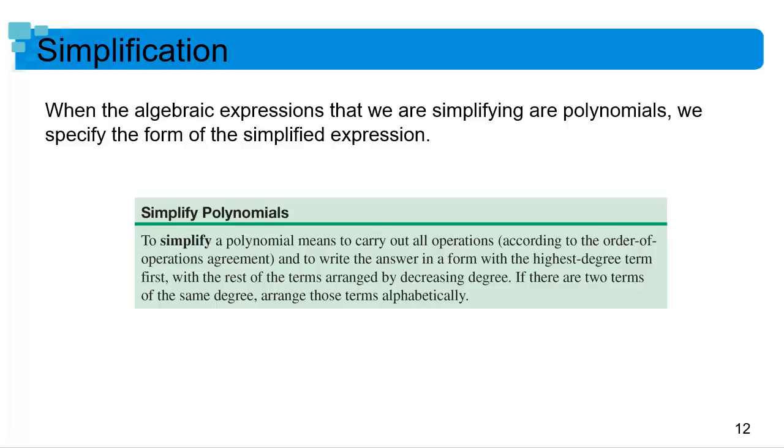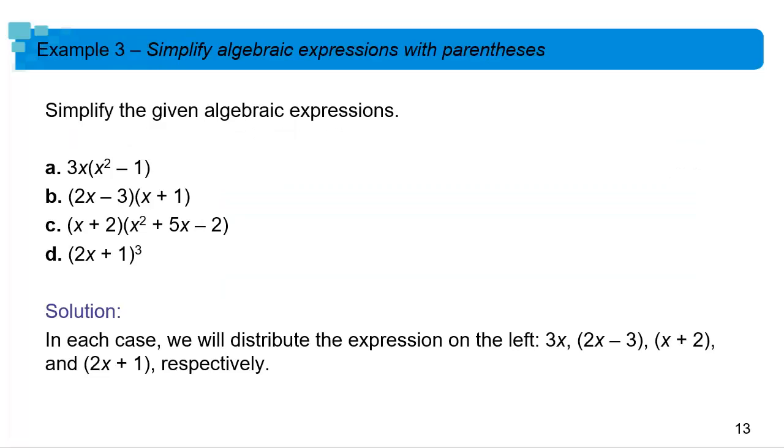So to put a polynomial in its simplest form, you want to write it with all of the terms written out from highest degree down to lowest degree. And if there are two terms with the same degree, you arrange them alphabetically, right? So like if you have a 3x squared and a 5y squared, you would put the 3x squared first and the 5y squared second. And again, that's just so your polynomial looks like mine.